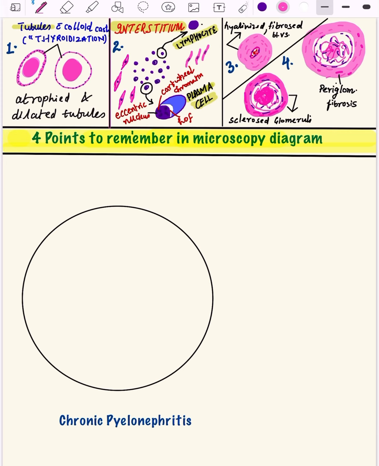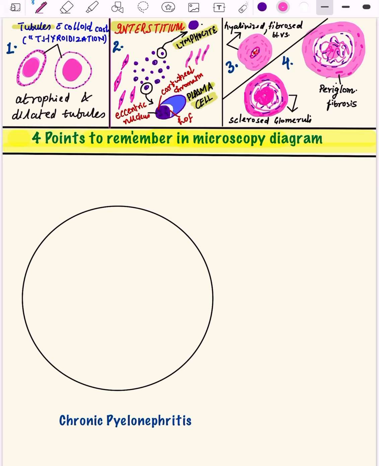And there is an inflammation of the pelvic-calyceal system. So the pelvis and calyces are all involved in the inflammation, and also the interstitium. Now, to draw the diagram of chronic pyelonephritis, we know it's a chronic inflammation of tubules and interstitium, and there are certain fibrotic changes that are seen. Chronically, the kidney is contracted, scarred, and has an irregular surface, and there is distortion of the pelvic calyceal system.